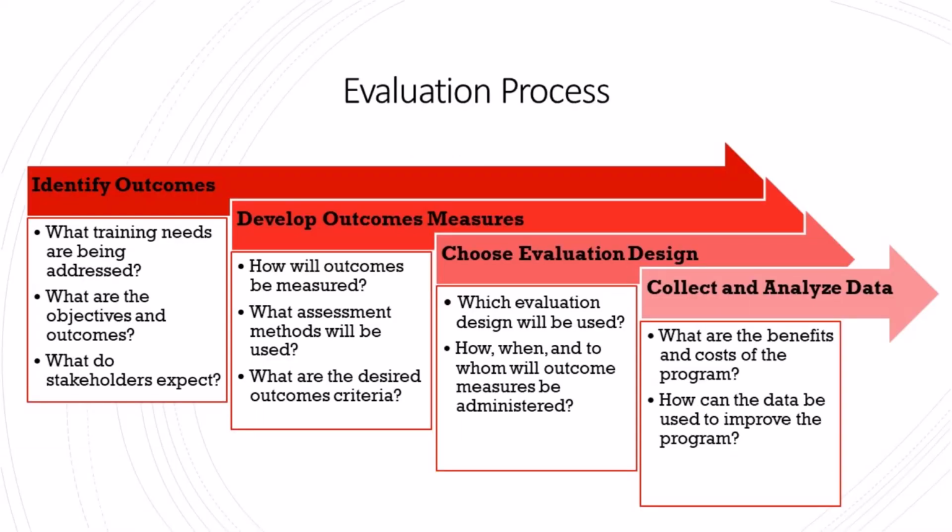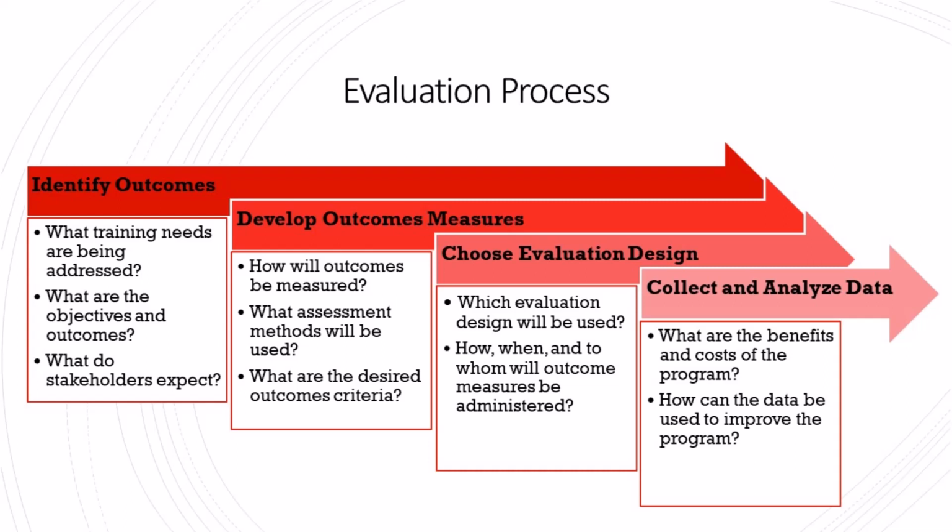This graphic illustrates the basic steps of training evaluation. We start by identifying the program outcomes. To do this, we consider the training needs identified by the needs assessment, the training objectives and learning outcomes of the program, and stakeholders' expectations. Then we can develop our outcome measures using the Kirkpatrick-Phillips model. We need to make sure that our measurement tools are relevant, reliable, practical, and fair.